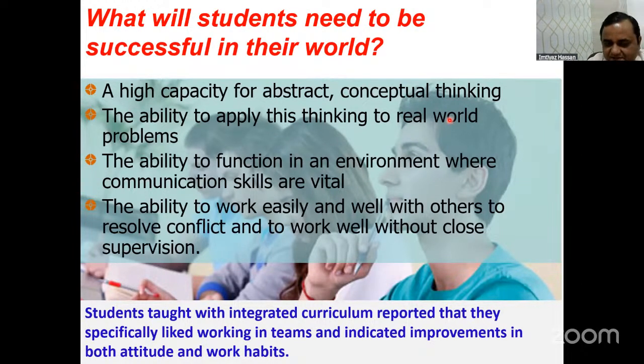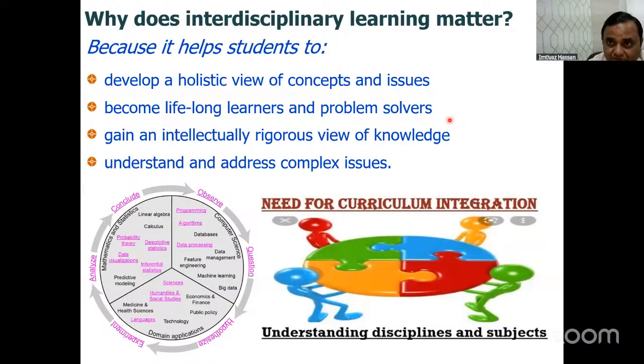Students are in fact taught in such a way that an integrated, interdisciplinary curriculum will give you more and more learning. And if you are unable to find a teacher who can serve you in this way, you can also develop your own attitude to develop interdisciplinary learning approaches. Why is it needed? Why is it so important? Interdisciplinary learning is so important because it develops a holistic view of the concept or the issue.